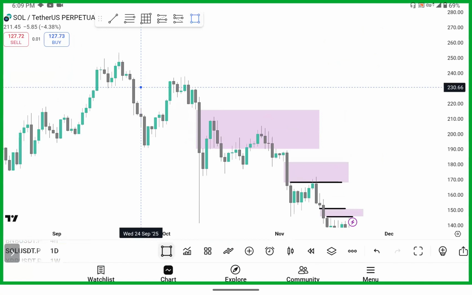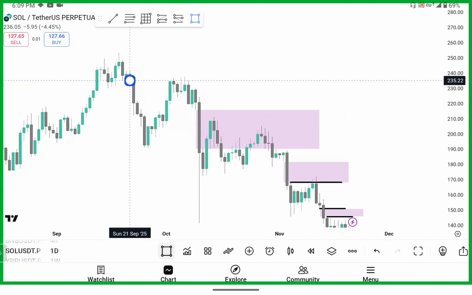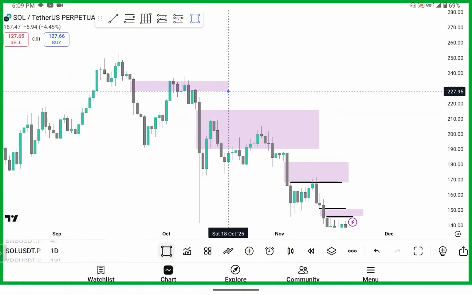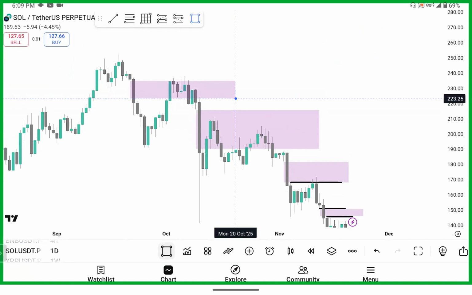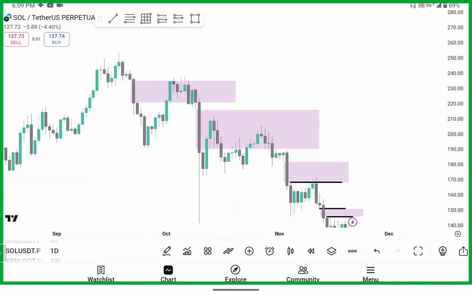There are very many fair value gaps. Let me show another scenario. Those are bearish fair value gaps. Let me just draw now the bullish ones. Please pay attention.